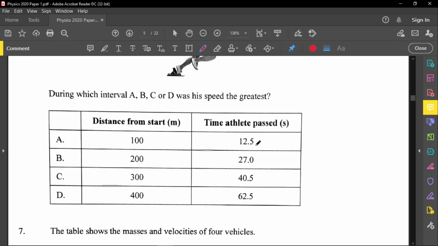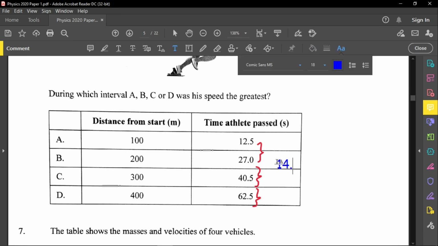Now from the first 100 meters to the second 100 meters, which gives us 200 meters, we're going to find the difference between these two values. And then from the second to the third, we're going to calculate the difference between these two values. And then from the third to the last 100 meters, which is the fourth, we're going to calculate the difference between these values. As a means of quick calculation, you'll minus 12.5 from 27, and that will give us 14.5. So this will be 14.5 seconds that it took to run this 100 meters.